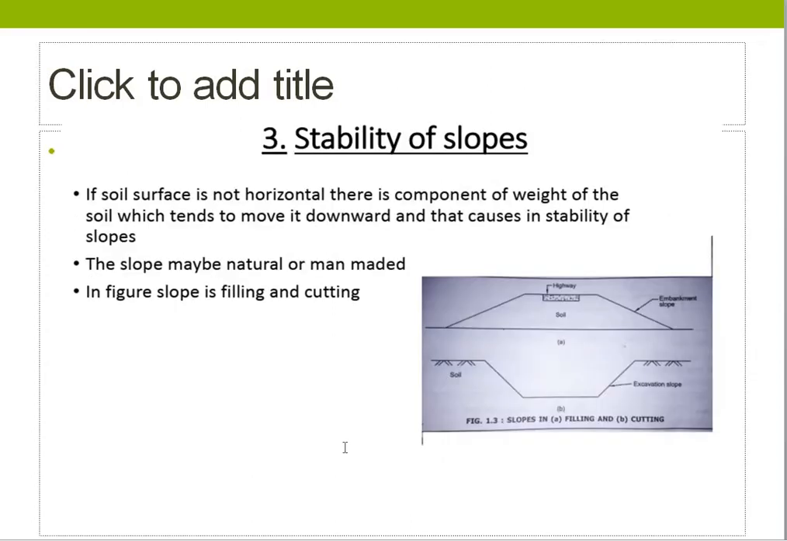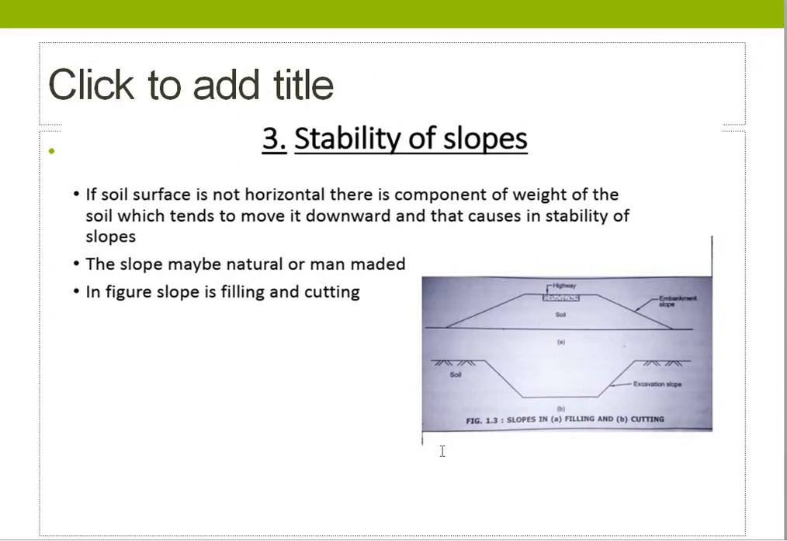The next scope is in the stability, to determine the stability of slope. In the figure, you can see the first figure shown as A. You can see a highway construction over an earth filling. You can also see the embankment slope. In the second figure, you can see a construction by earth cutting.